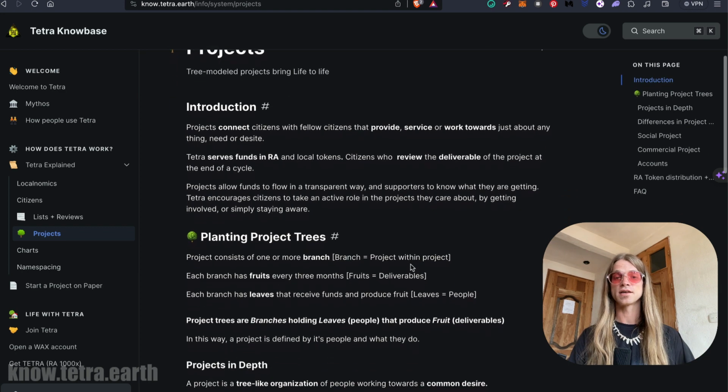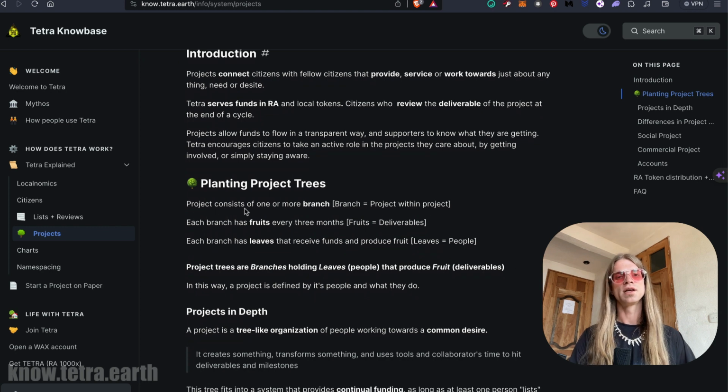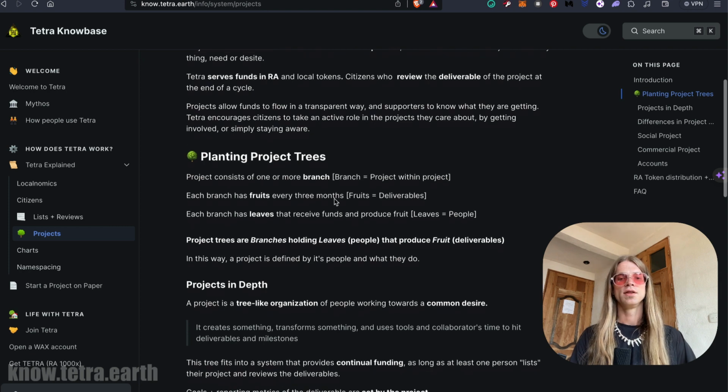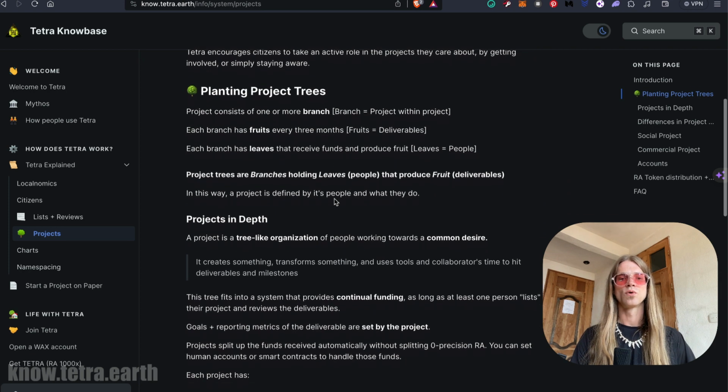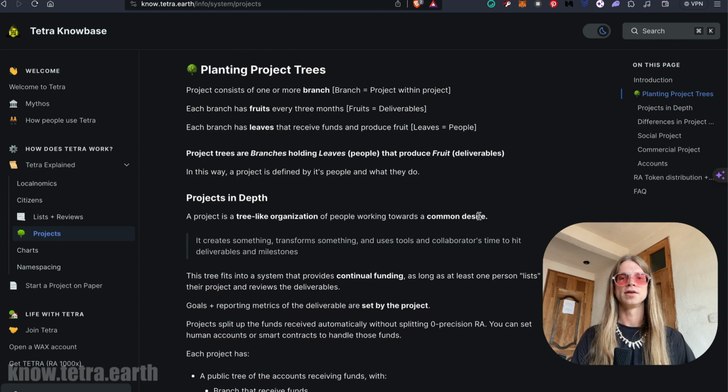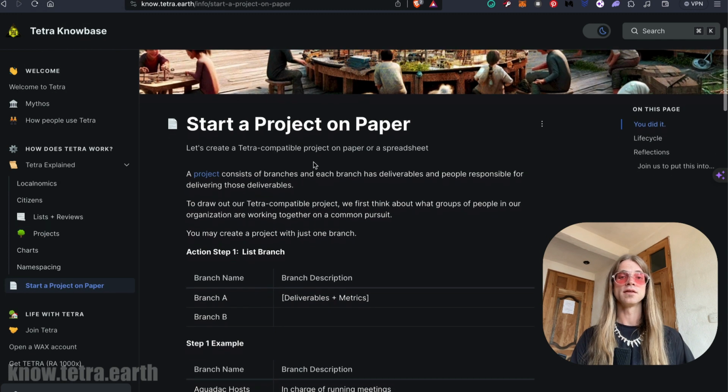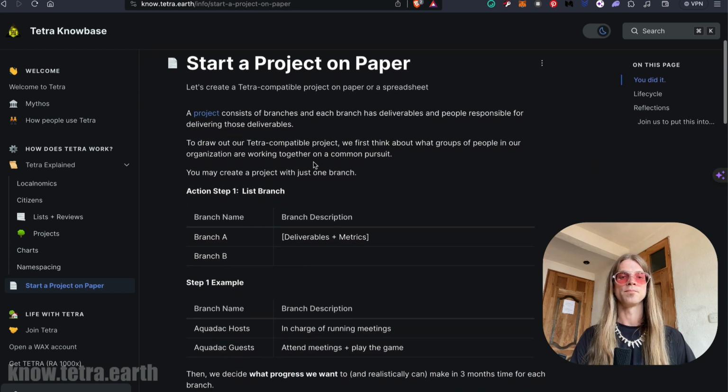At the most basic level, this tree consists of one or more branches, which are kind of like a mini project within the project. And each branch has its own fruits, which are delivered every 3 months. The people who make this happen are called leaves, or ojos. This structure unites us towards a common desire or a common goal. So let's talk about making this project on paper.